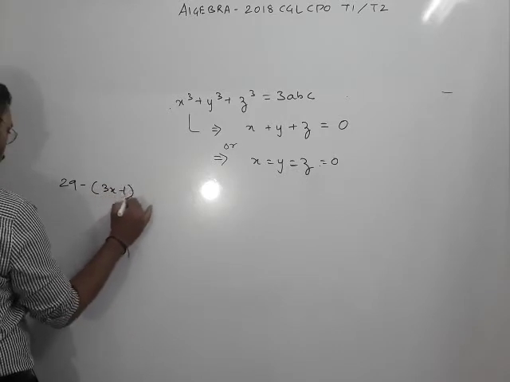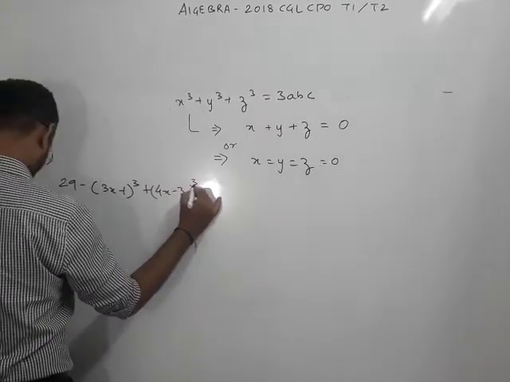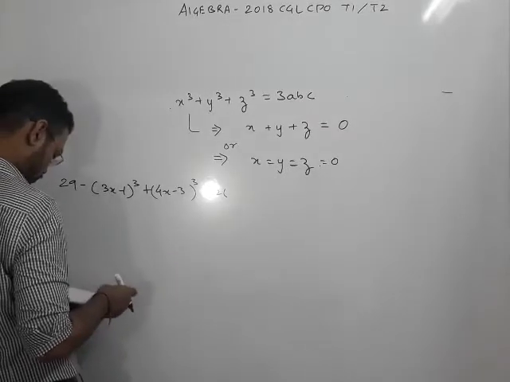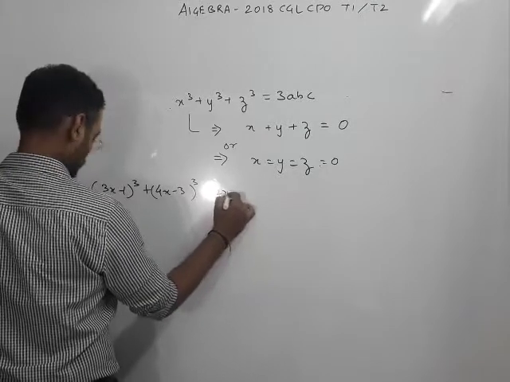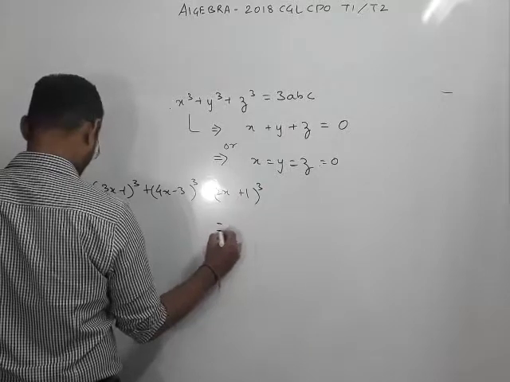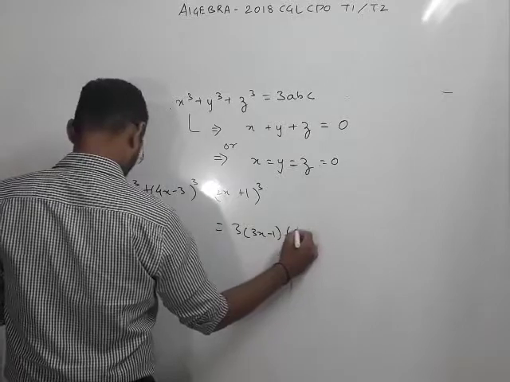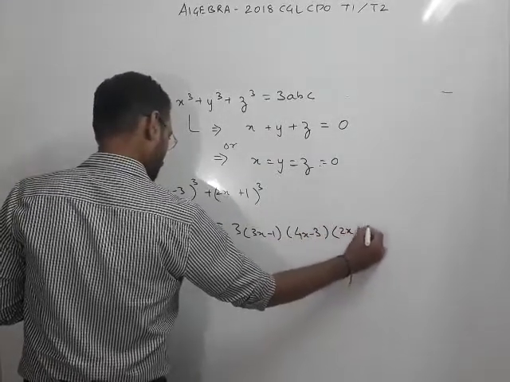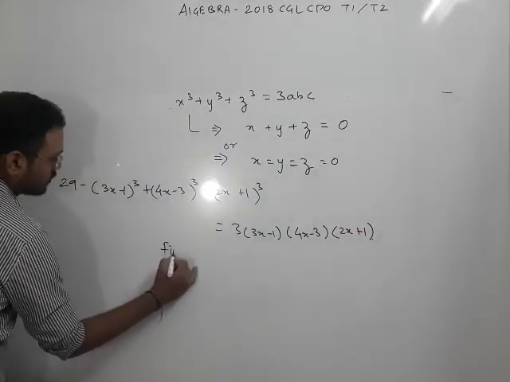3x minus 1, 4x minus 3, twice of 2x plus 1 whole cube. Find x.